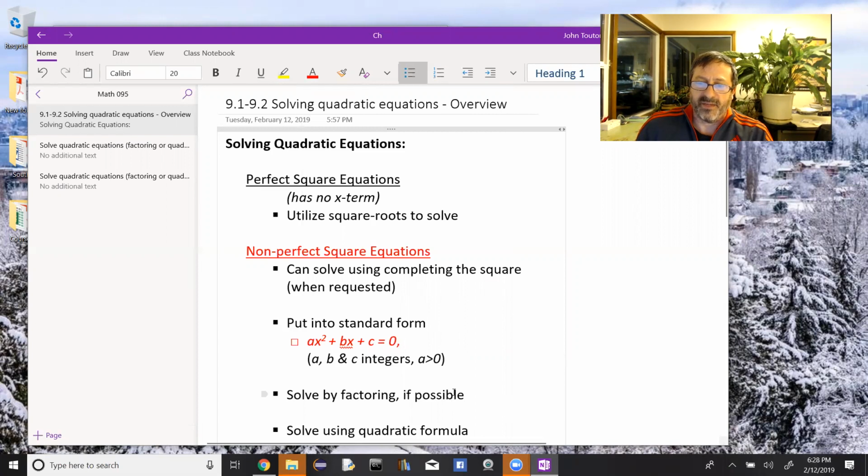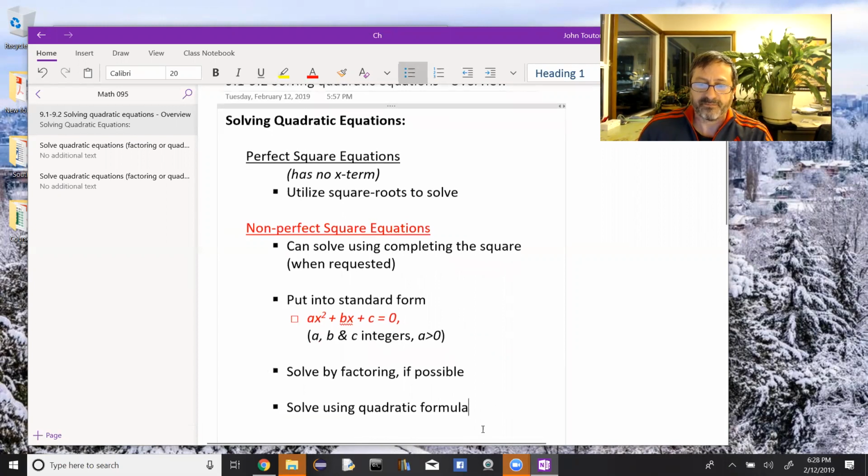And if it's factorable, we can then solve it by factoring. And then if it's not factorable, or if it's difficult to try to factor, then we'll use the quadratic formula to solve. So these are the two ideas in section 9.2 for your homework.